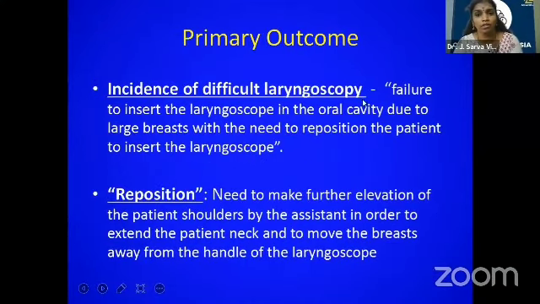What is the primary outcome that was measured? The primary outcome measured was the incidence of difficult laryngoscopy. The authors defined this as the failure to insert the laryngoscope into the oral cavity due to interference of the large breast, or the need to reposition the patient to insert the laryngoscope. Reposition was defined as the need to make any alterations in the position, like extending the patient's neck, elevating the patient's shoulders, or manually moving the breast away to avoid interference with the handle of the laryngoscope.